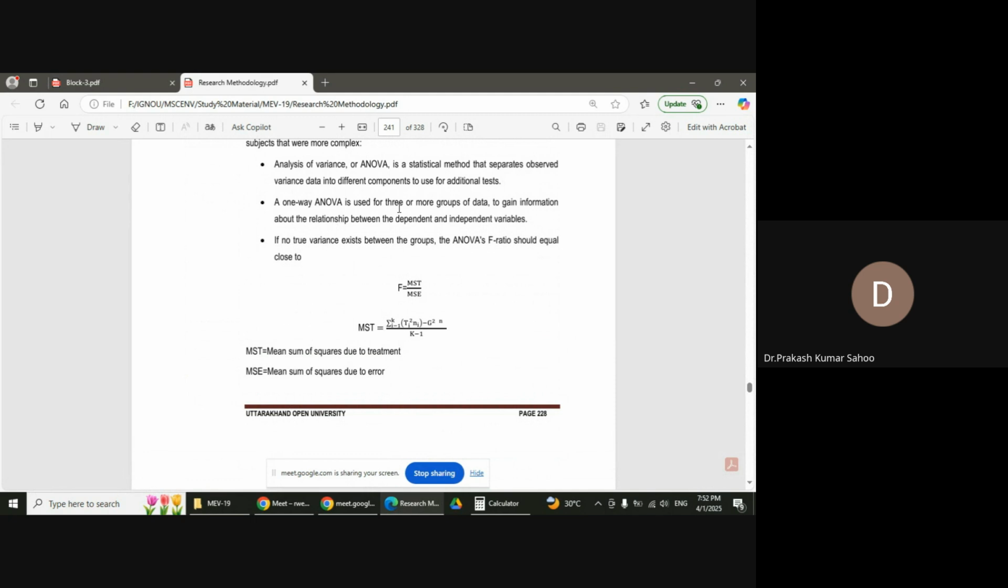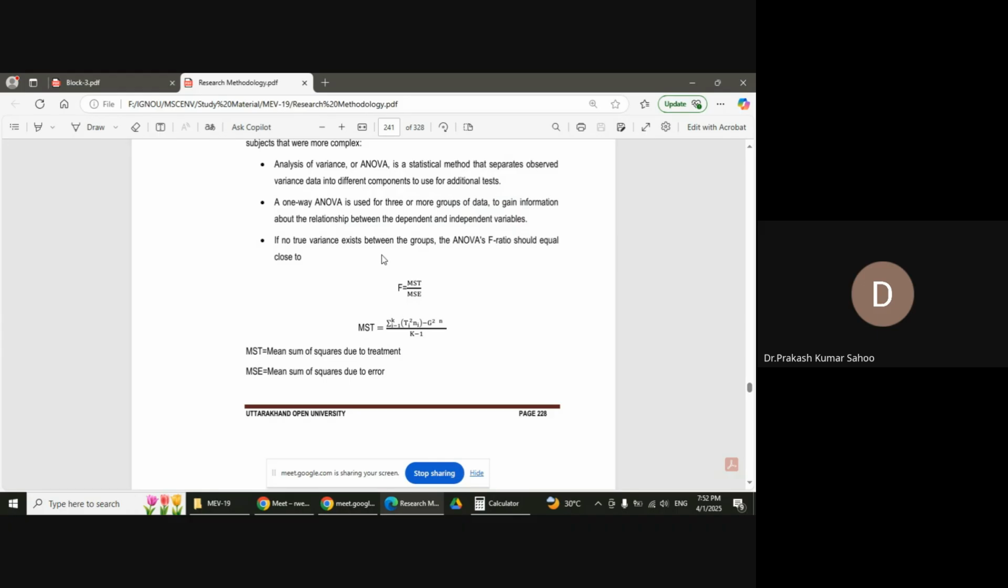A one-way ANOVA is used for three or more groups of data to gain information about the relation between independent and dependent variable. So in one way, we need a minimum of 3 or more groups of data. I mean to have the idea about the relationship between dependent and independent variable.